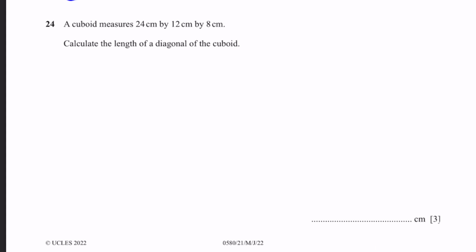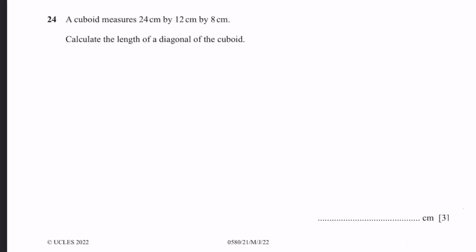A cuboid measures 24 centimeters by 12 centimeters by 8 centimeters. Calculate the length of a diagonal of the cuboid. So we need to find the diagonal formed by these two lengths, 12 and 8 centimeters. And then we need to find the diagonal formed by that solution and then the 24 centimeters over there.